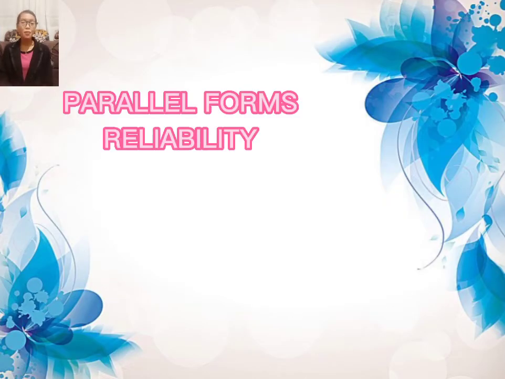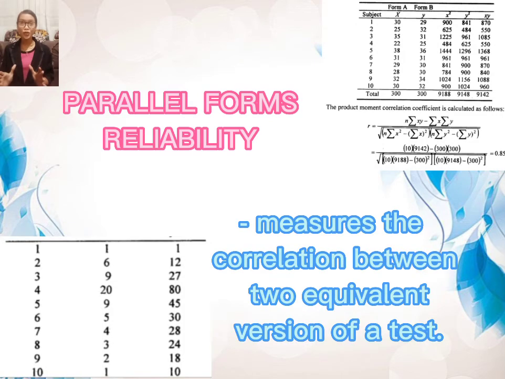3. Parallel forms reliability. It measures the correlation between two equivalent versions of a test. You use it when you have two different assessment tools or sets of questions that are designed to measure the same thing. So why is it important? It is important because if you want to use multiple different versions of a test, you first need to make sure that all the sets of questions or measurements give reliable results.